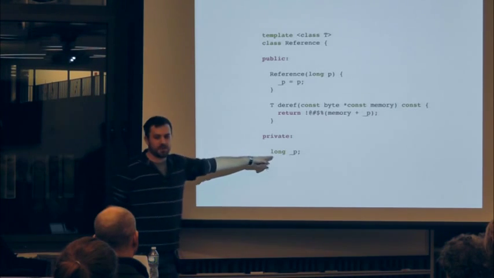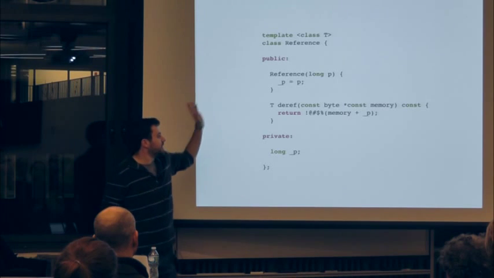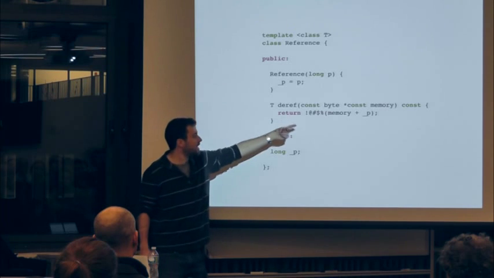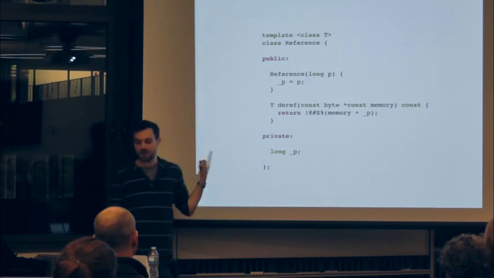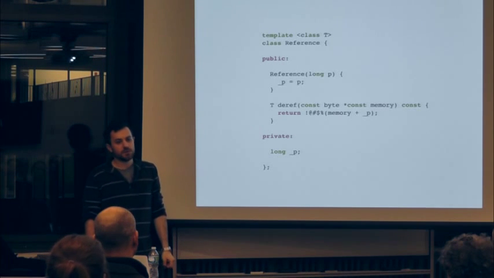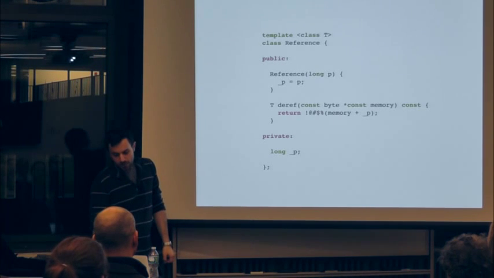Like this, we only have the 1p private, whatever. In theory, we could have different things that implement this deref interface. But this deref takes an argument, which is memory. That's the context in which this reference is being interpreted.